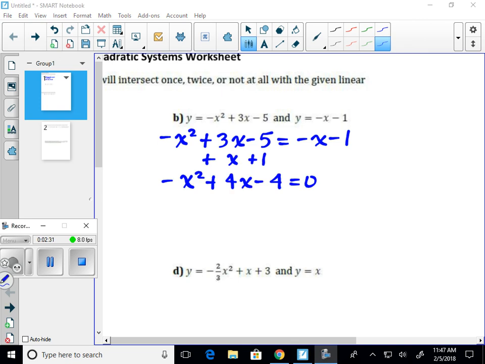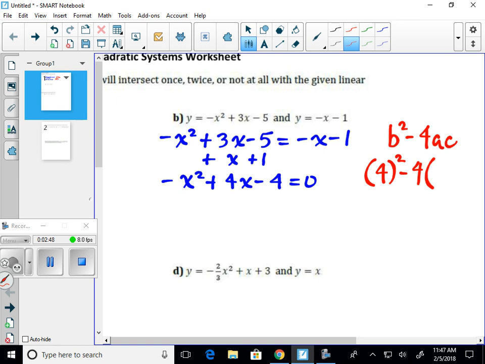Now that I've got everything equal to 0, I'm going to solve for the determinant. Remember, the determinant is what's under the radical, b squared minus 4ac. So b for this equation is 4. So 4 squared minus 4 times a, which is a negative 1, and c is a negative 4. So this is 16 minus 16, because a negative times a negative times a negative is a negative. So 16 minus 16 is 0. How many times will that intersect? Well, based on determinants, if I get a 0, then it will intersect only once.